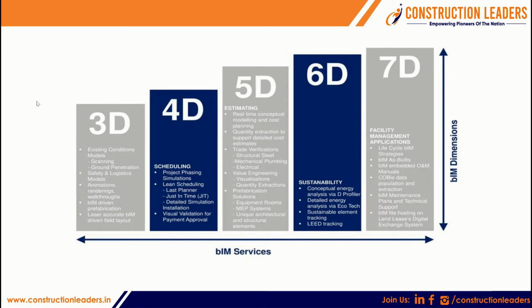And this is the representation from 3D to 7D. Whatever we discussed so far, we can see here: the 3D existing conditions, model scanning and all. 4D is about the scheduling. 5D is about the quantity takeoff and the costing, estimating. 6D is about the sustainability, energy. 7D is about the facility management and applications.